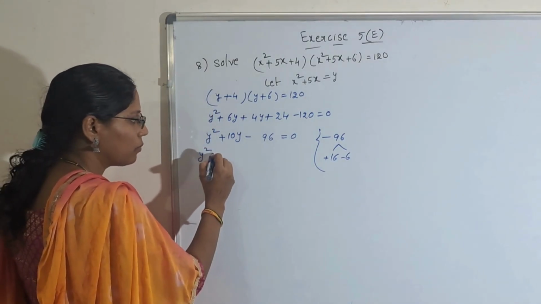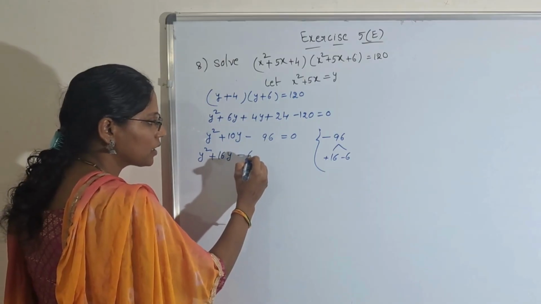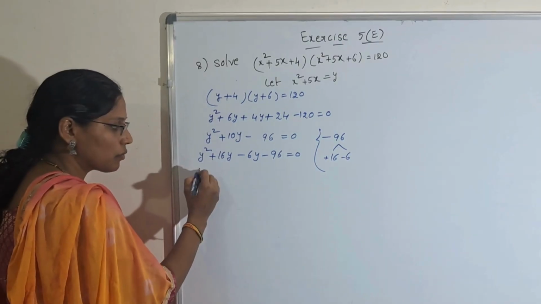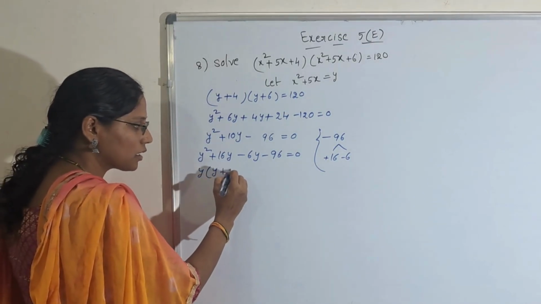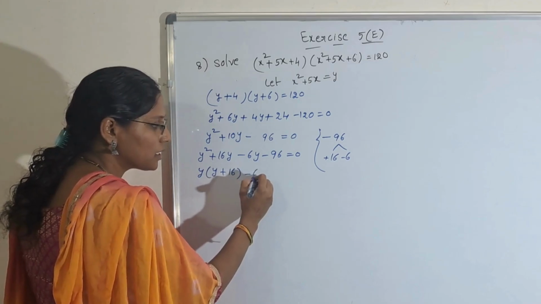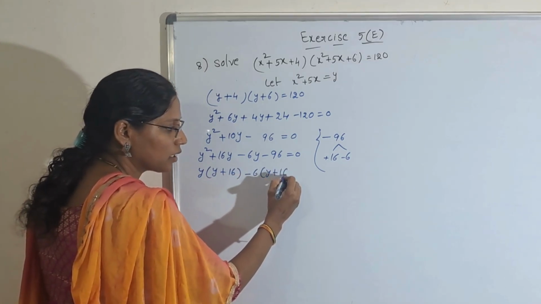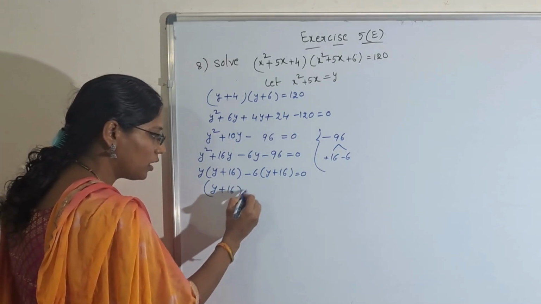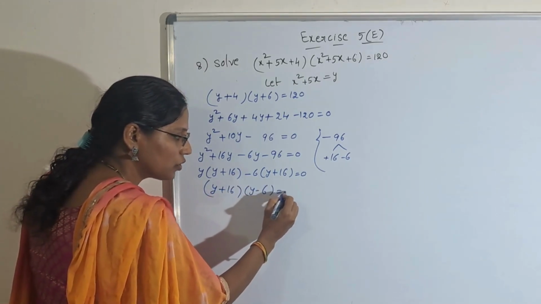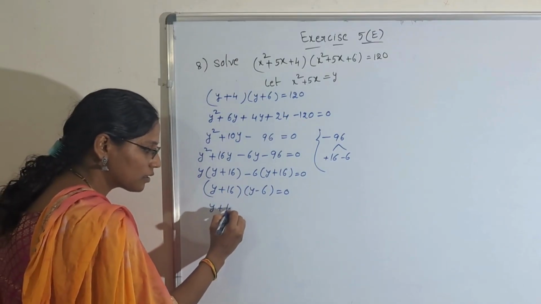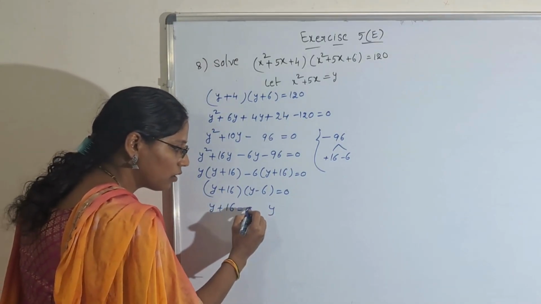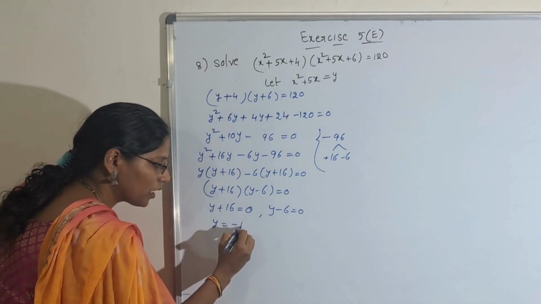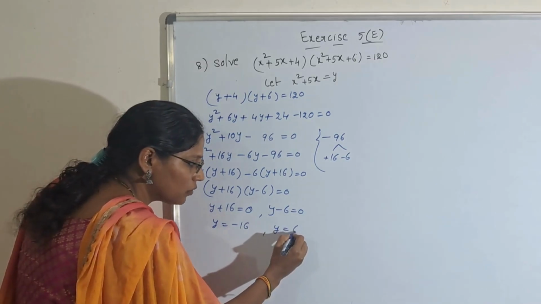Y square plus 16y minus 6y minus 96 equal to 0. Here first two terms y is the common, y plus 16. Next two terms minus 6 is the common, y plus 16 equal to 0. Y plus 16 common, here y minus 6 equal to 0 it will come. Y plus 16 equal to 0. Here y minus 6 equal to 0. Y is equal to minus 16. Y is equal to 6.